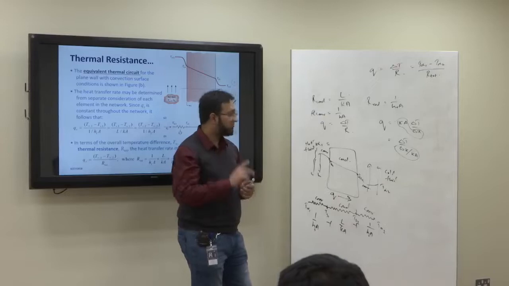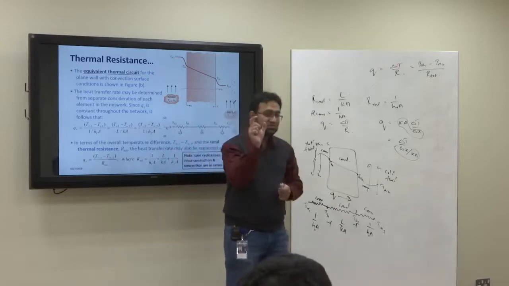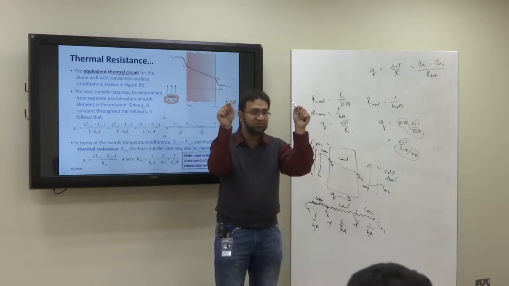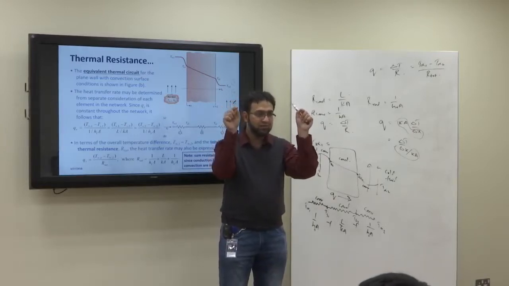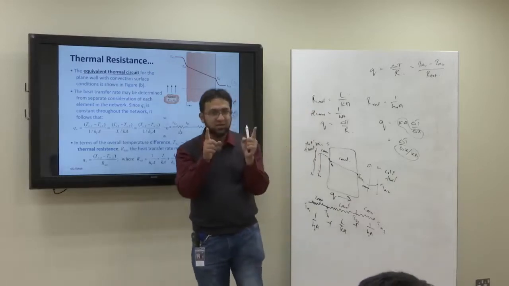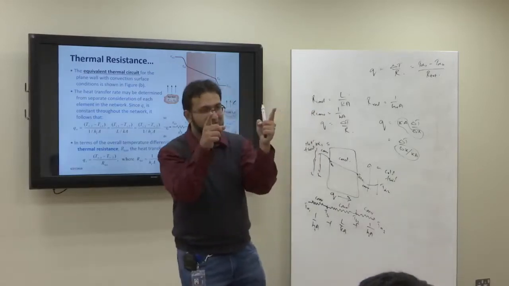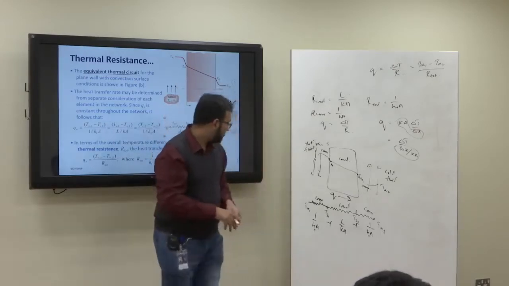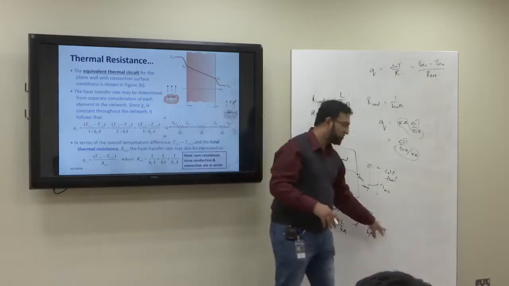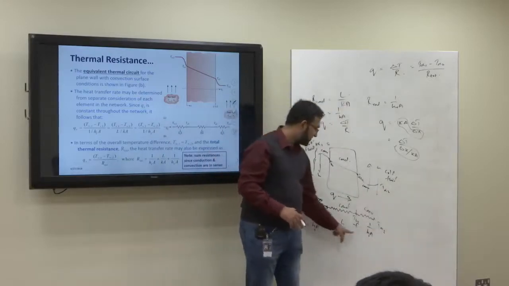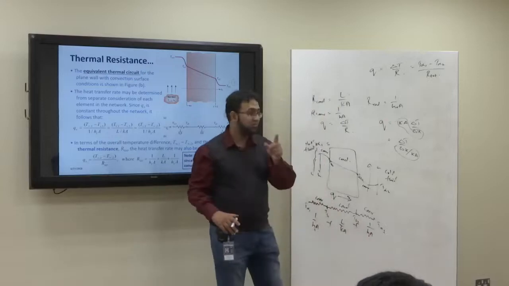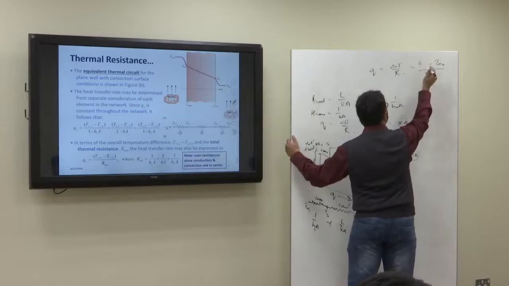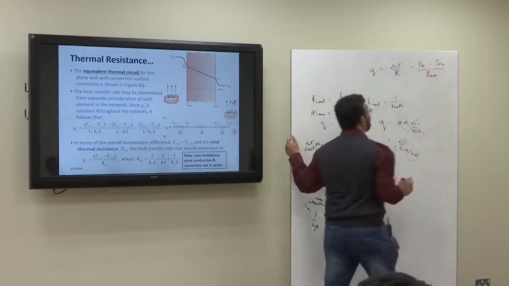Now you have to understand one thing. The resistance is always considered between the 2 points where temperature is being taken. Right? Resistance is always considered between the 2 points where voltage is considered, where potential difference is taken into account. So here I took T infinity 1 to T infinity 2. So R total is this plus this plus this. Now you tell me one thing. If I say instead of T infinity 1 to T infinity 2, I say here TS1 to T infinity 2.